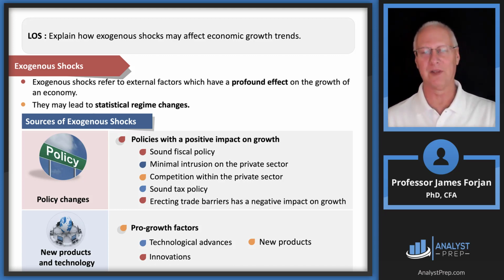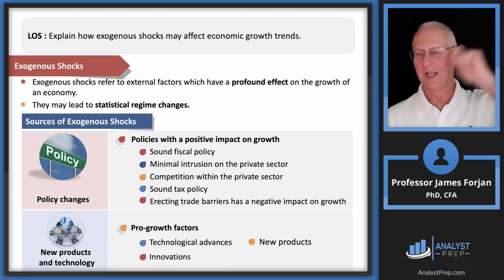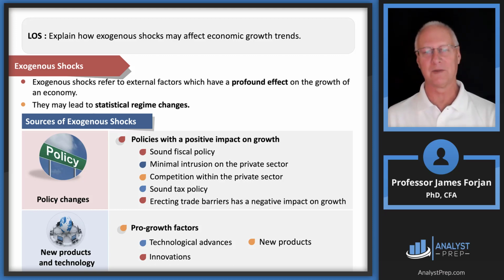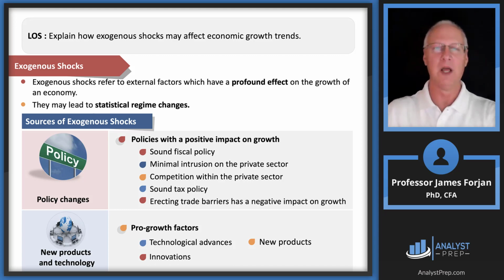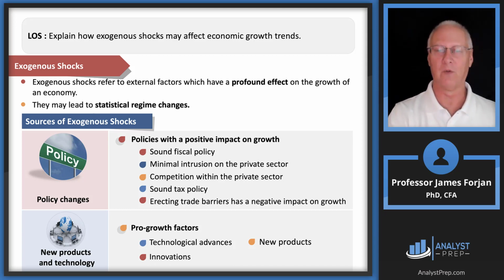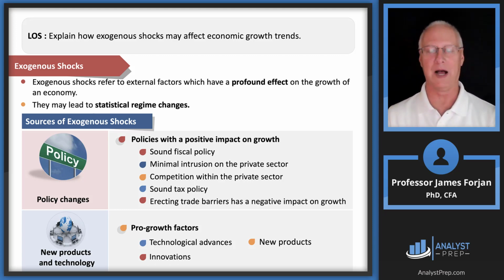Minimal intrusion from the private sector, lots of competition. Sound tax policy. Let me go ahead and throw my hat off again. Not sure what a sound tax policy looks like, but I'm fascinated by the reading. Of course, the readings don't ever get political. They don't ever tell you which side of the political spectrum you should be on. But they do mention something here. They say, oh boy, in 2017, and I won't mention the president in 2017, the reading specifically says the reduction in the corporate tax rate from, whatever it used to be, let's say 35% down to 21%, that was a pro-growth policy.